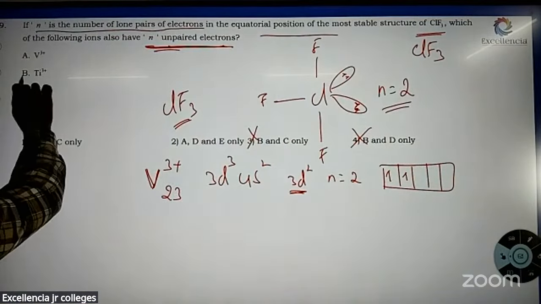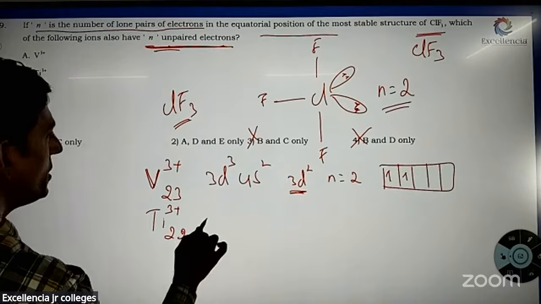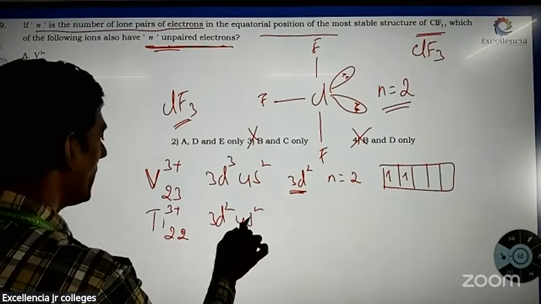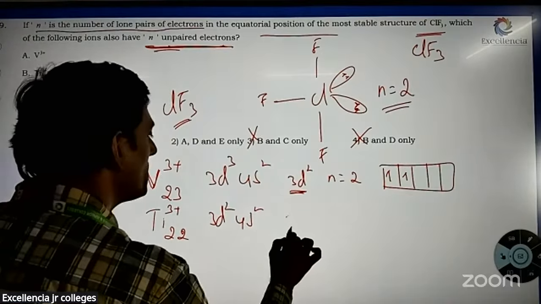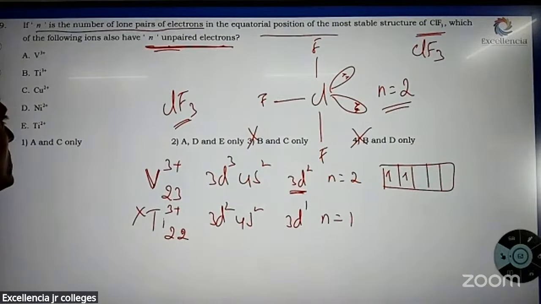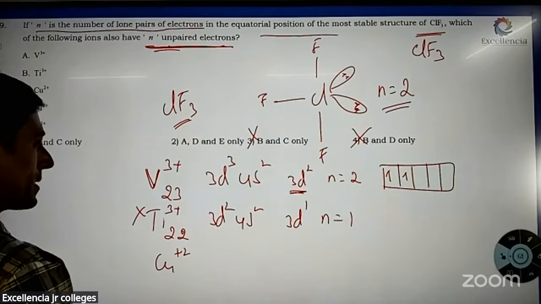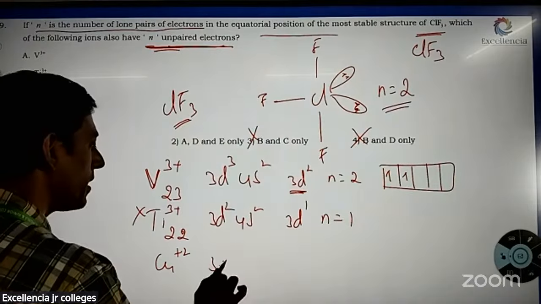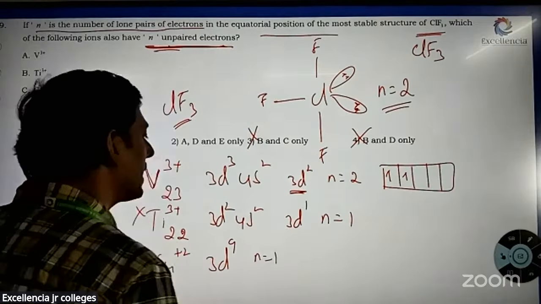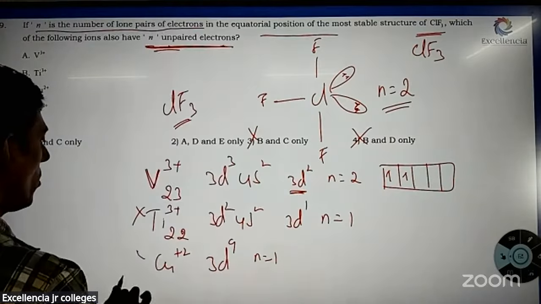Right? Then next. So titanium 3 plus, 22, 3d2, 4s2. 2 plus 3 plus 3. So 3 plus, what happens? 3d1. So n is equal to 1. It cannot be in the answer. Then next, copper 2 plus. So copper 2 plus, which one? 3d9 configuration. So copper 2 plus, 3d9, is how many unpaired electrons? 1 unpaired electron. Right? It cannot be in the answer.